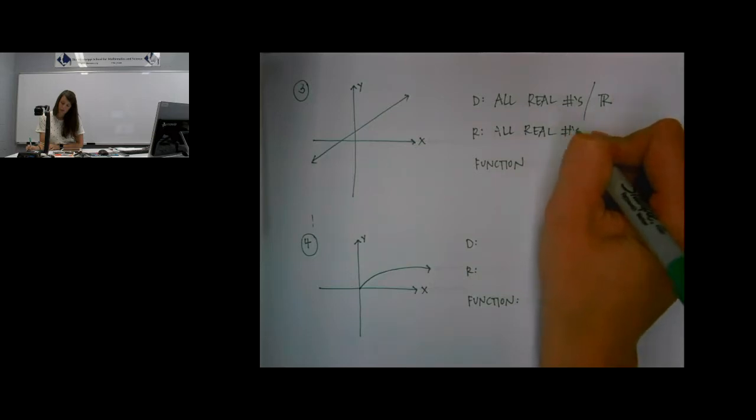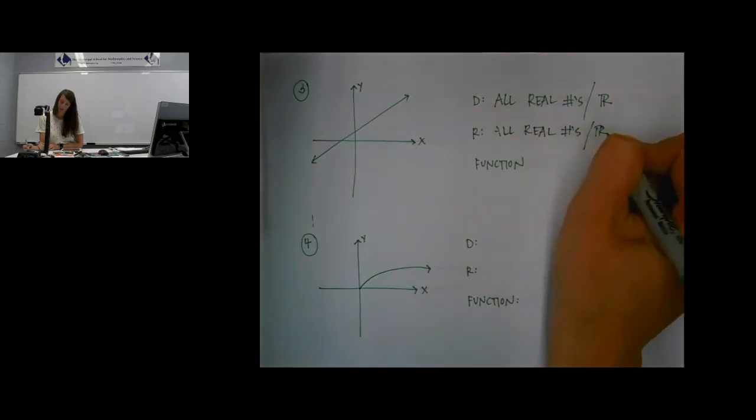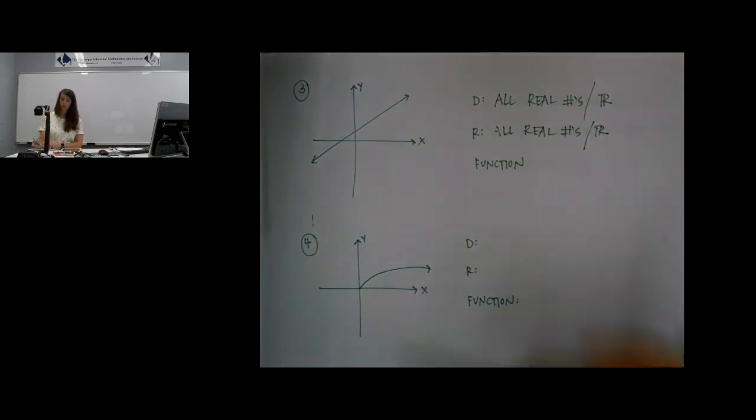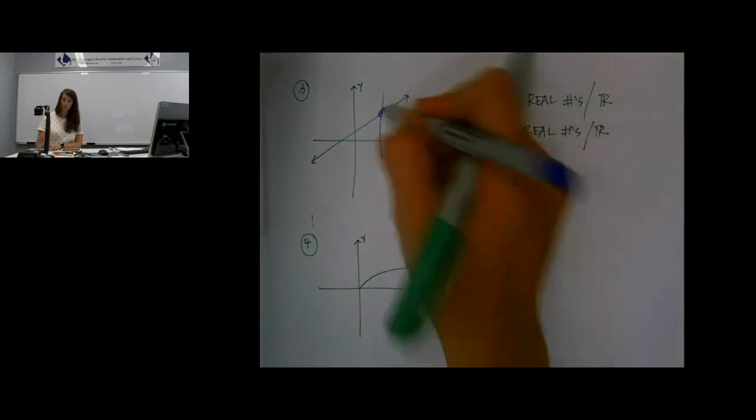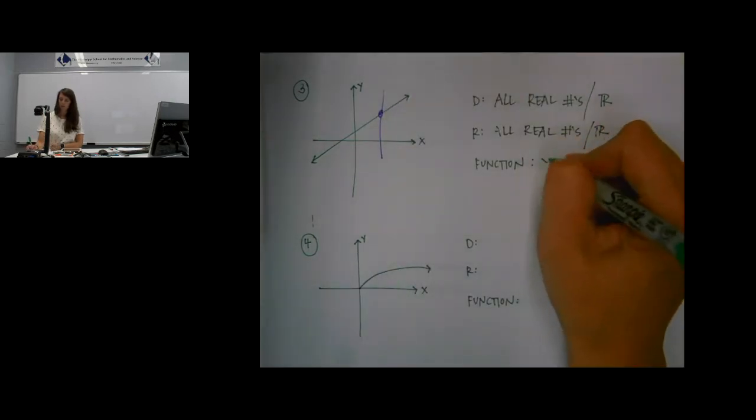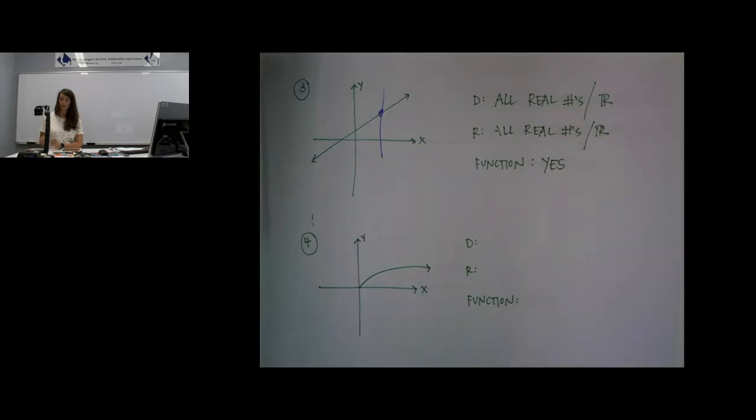It's a continuous graph, so it's going in both directions. So even if you drew a line straight through it, it only touches in one spot. So this answer there would be a yes. All right, let's look here at this next one.